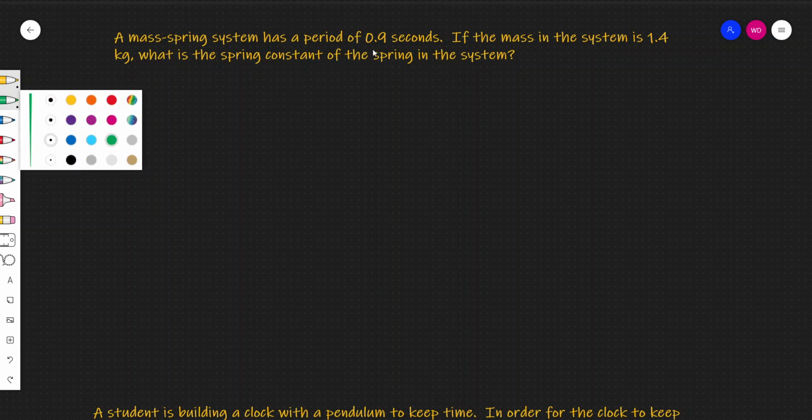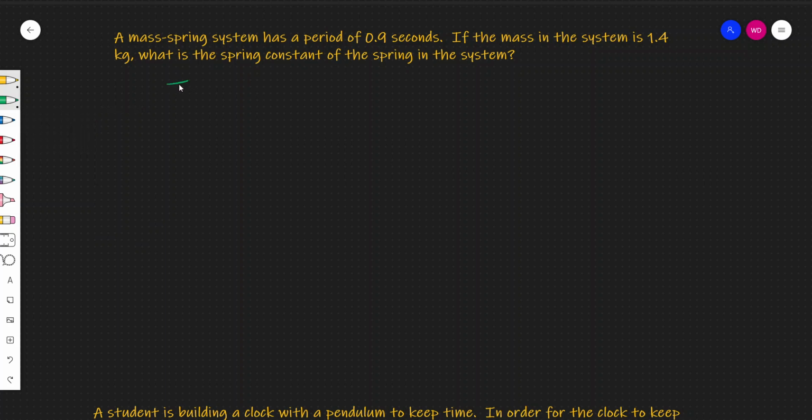It has a period of 0.9 seconds. So let's write down what we know. 0.9 seconds is the period. If the mass in the system is 1.4 kilograms, so they told us mass, 1.4 kilograms. What is the spring constant of the spring in the system? So spring constant is what is unknown here. This is what we're given, this is what we know.